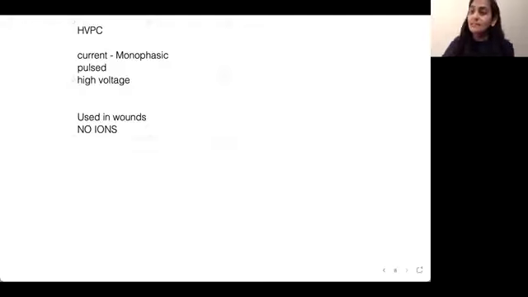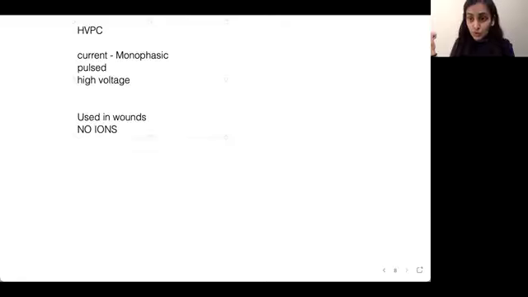Now, HVPC can be given for infected wounds and for uninfected wounds. Think about bacteria. Bacteria are negative, right? Anytime you see bacteria, remember bacteria are negative. To repel negative, you require a negative electrode. Which one is a negative electrode, cathode or anode? Cathode. So whenever you have a bacterial infection, you are going to use a negative polarity.